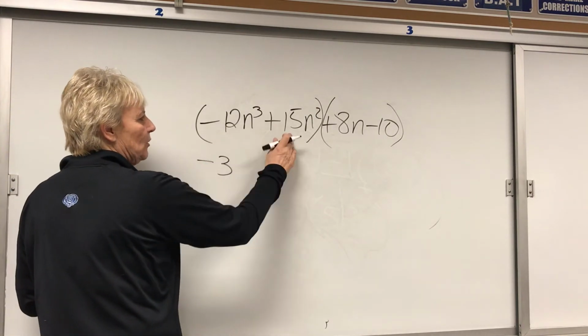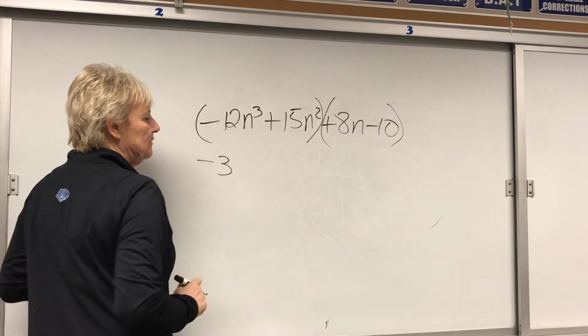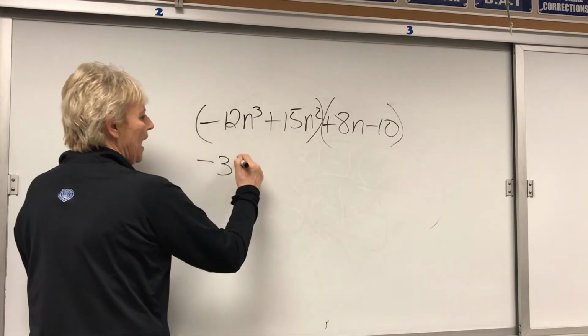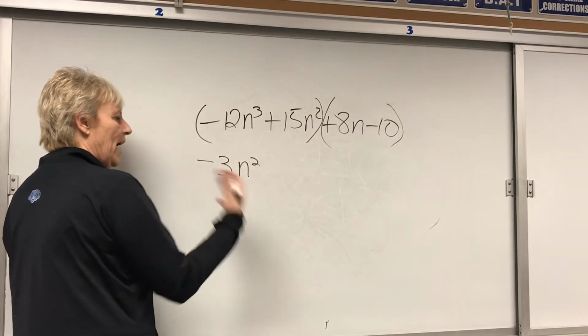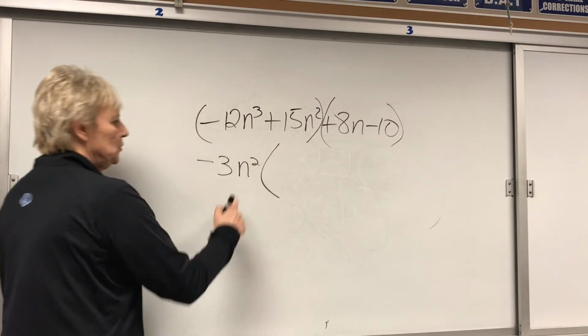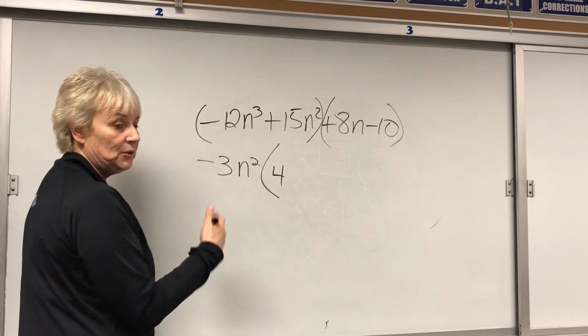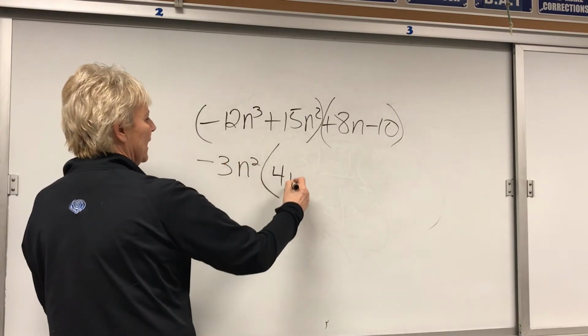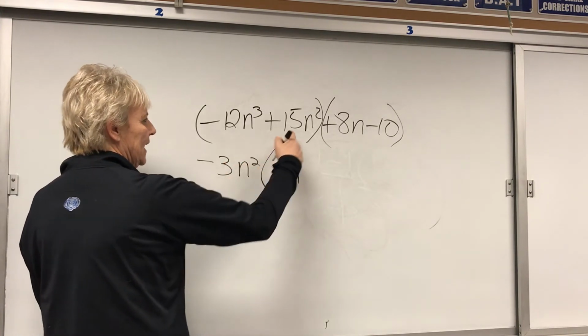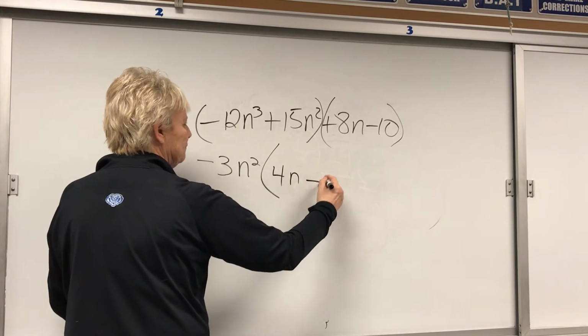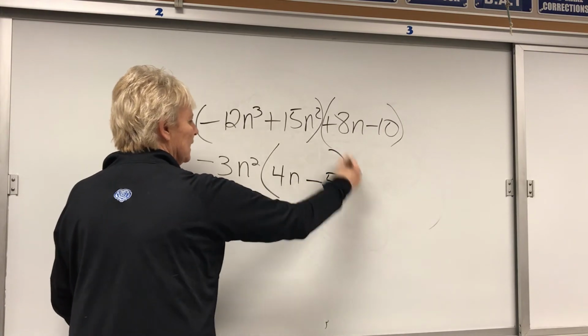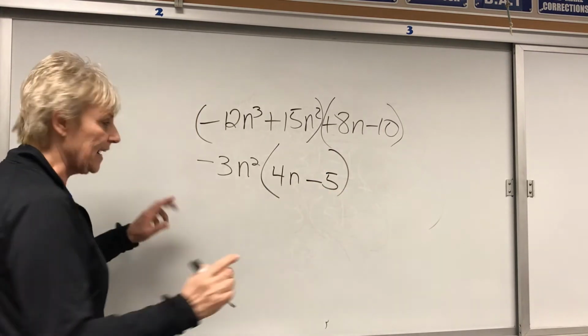Negative 3 is the greatest common factor of 12 and 15. And then they both have an n squared. So after you pull that out, you get 4n. You're going to get the same answer doing it the other way. Okay, and then I need a negative 5 to finish it. Let's check.